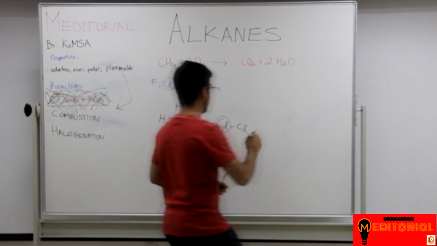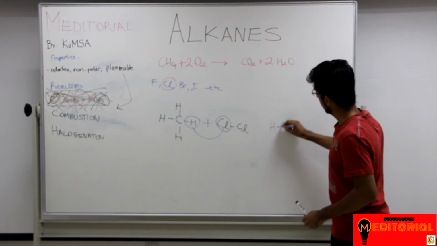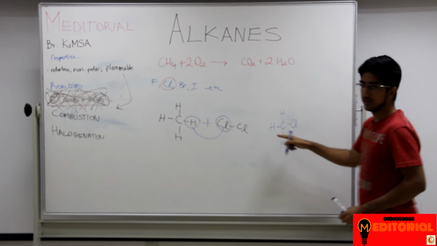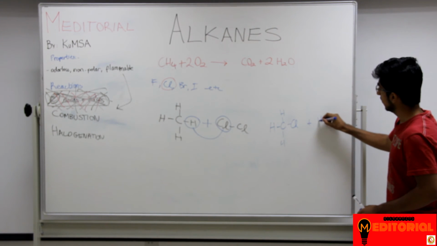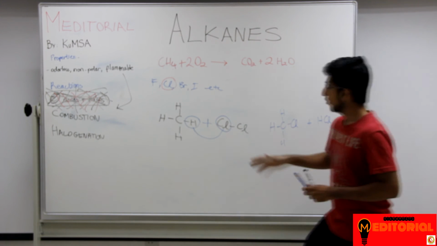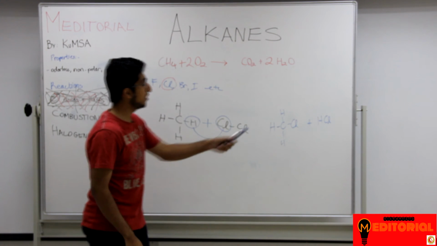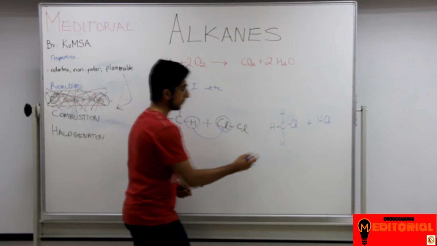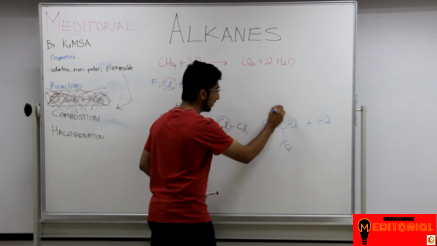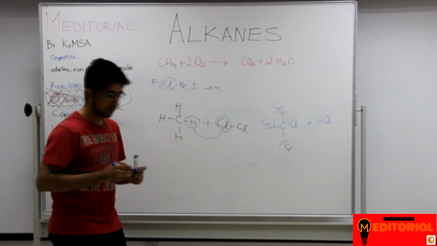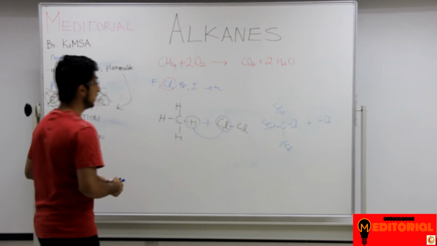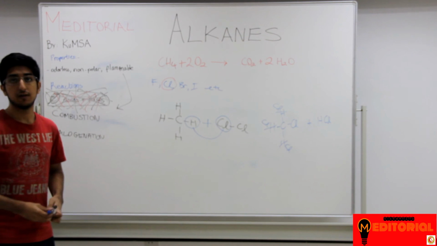So you end up getting the chlorine attached to a methane plus HCl. Now what happens is another chlorine molecule will come and react with this, swapping this hydrogen with a chlorine, and then swapping this hydrogen with a chlorine, and then swapping this hydrogen with a chlorine. So this reaction can happen up to 4 times, each time replacing a hydrogen with a chlorine. So you can get all sorts of products with this.